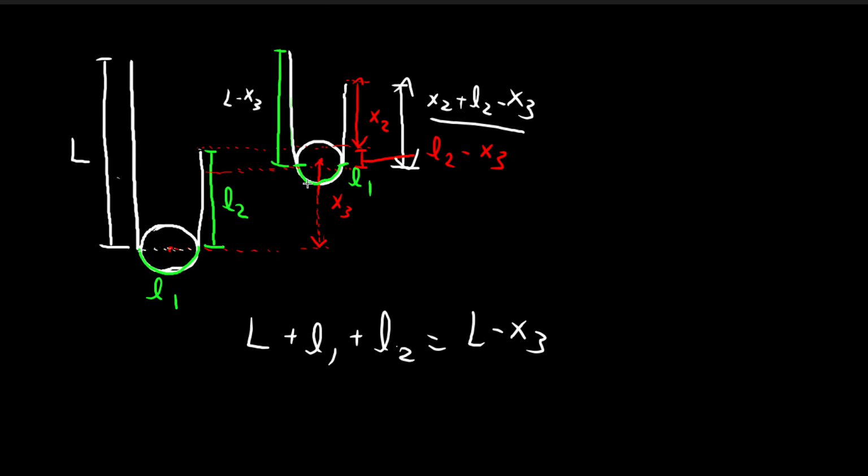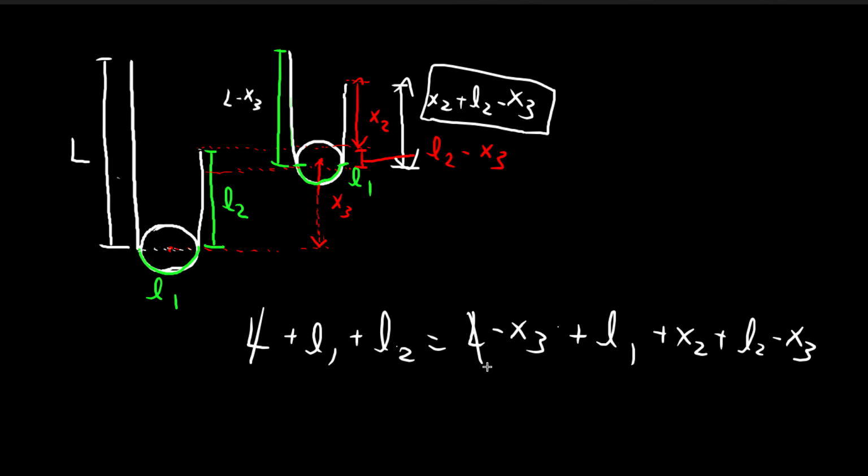So we have L minus x3 plus the curved part, L1, plus this section over here, which we found is equal to x2 plus L2 minus x3. So now obviously you can see that some of these terms can be cancelled out. It doesn't really matter what these actual lengths are because they just cancel out in the end. So in the end you can see that 2x3 is equal to x2. So this is a very important result.